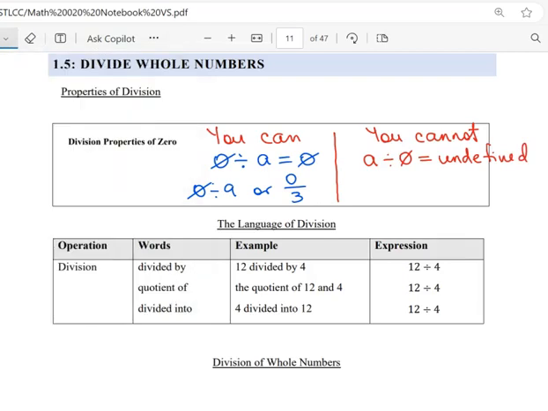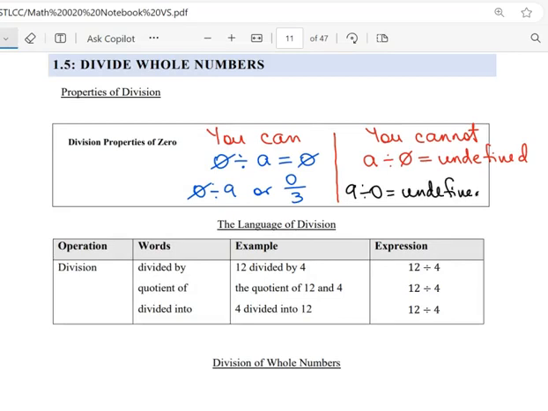As an example, 9 divided by 0 is undefined. There is no answer. If you try to put it on the calculator, your calculator will give you an error message because there is no such thing as dividing by a 0. You can divide a 0 by a number. That is allowed, but you cannot divide a number by a 0. So make sure that you understand the difference.